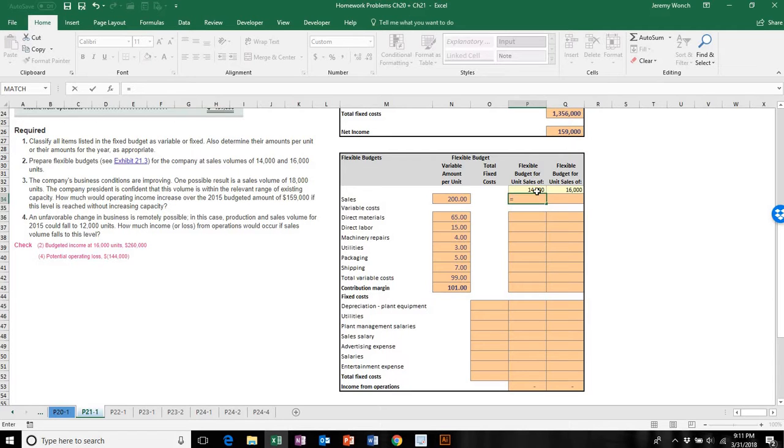So now to figure out the budget portion, we just take the units that we're going to sell and multiply that times the cost per unit.